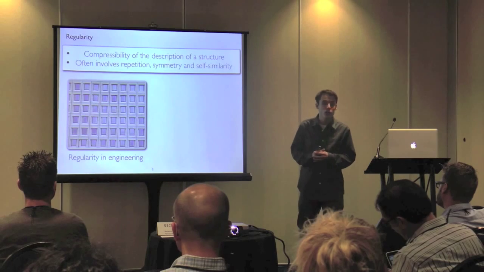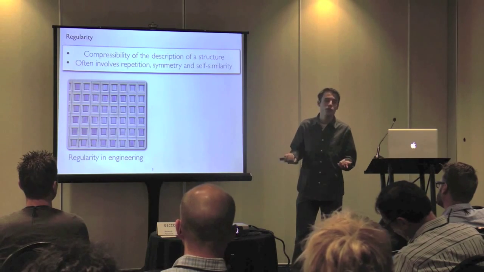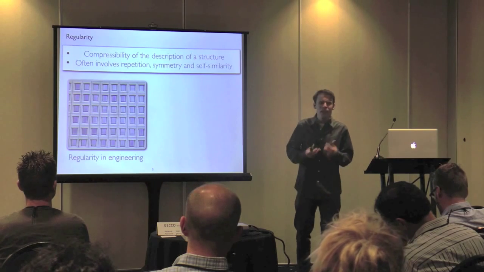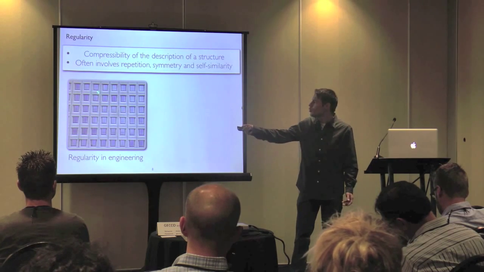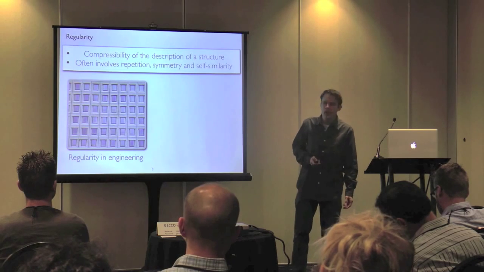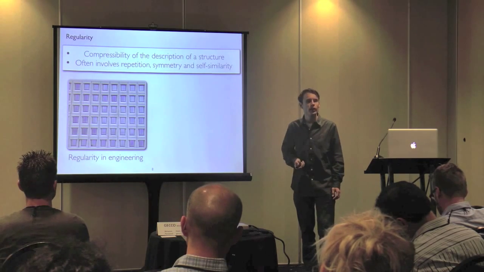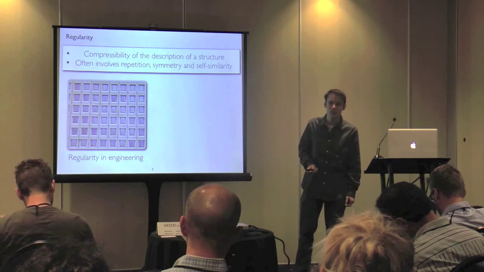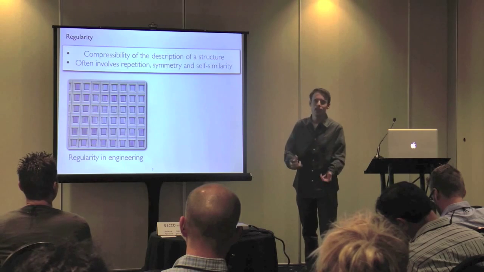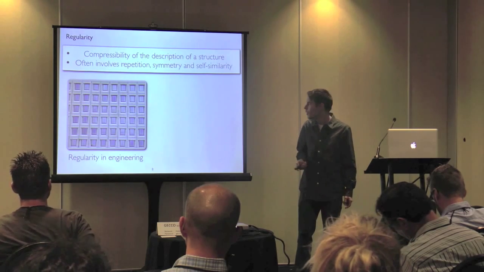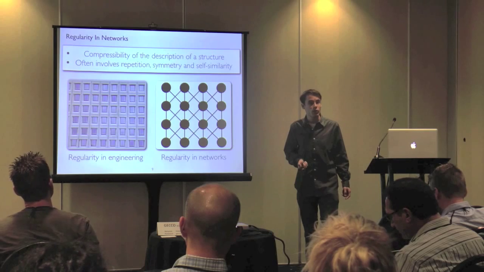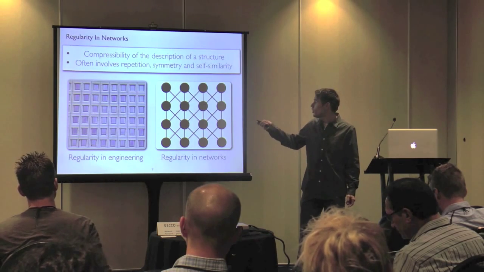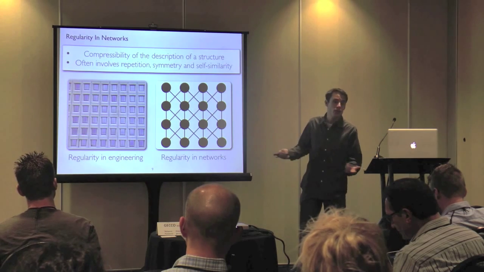Regularity talks about the compressibility of a structure and often involves repetition, symmetry, or self-similarity. That may sound a little bit weird, but imagine that you have to describe this side of the building. All you really have to do is describe a single window and say that this window is repeated 10 times. In fact, you can go even further and just describe half the window and say that the other half of the window is symmetrical. You can do the exact same thing with neural networks, where in this neural network you probably only have to say that each neuron is connected to the 3 neurons right below it.